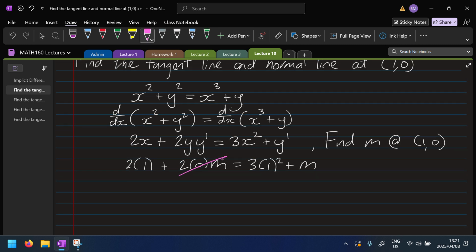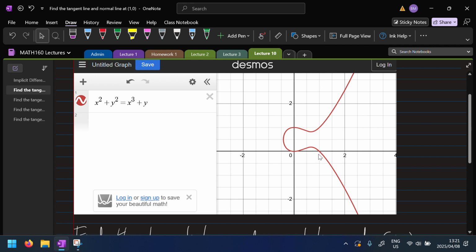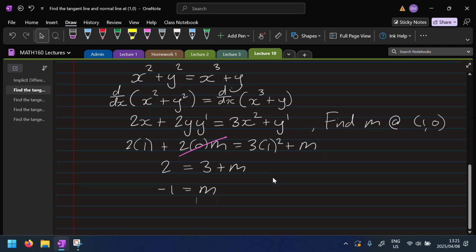Okay, this term goes away. So we have 2 equals 3 minus m. 2 minus 3, that's minus 1, is m. So the gradient is minus 1. That makes sense. If we look back to the picture here, it's a downward slope, so we should expect a negative gradient. But we don't want just the gradient, we want the actual tangent line.